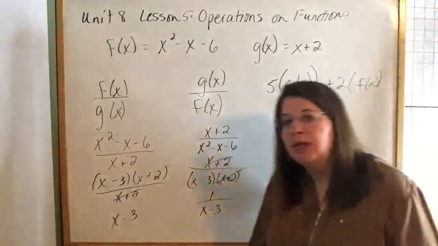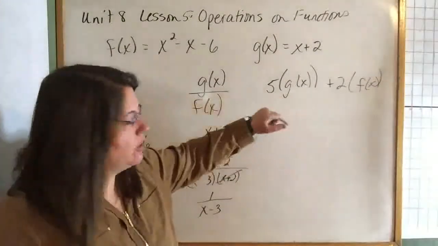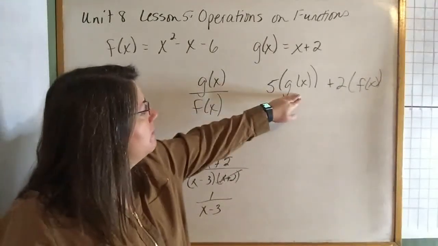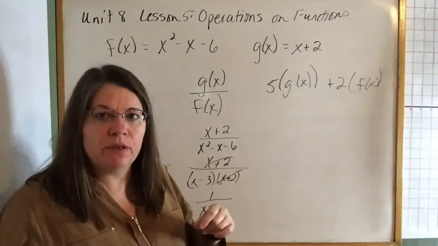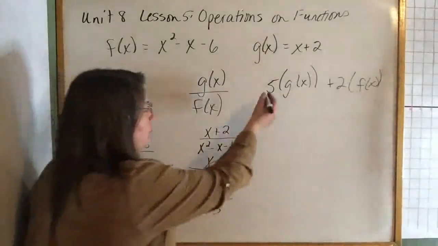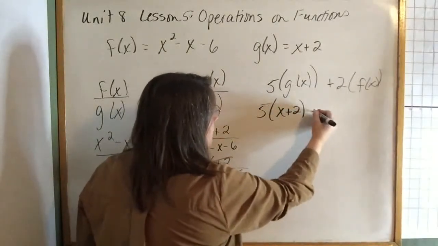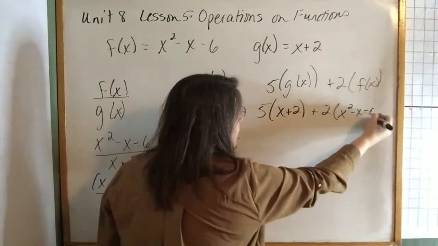on the top there. And then the last example, this is called scalar multiplication. It's really just the distributive property. We're going to take 5 times the g function plus 2 times the f function. We'll add the like terms together. So 5 times g of x would be x plus 2, plus 2 times f of x would be x squared minus x minus 6.